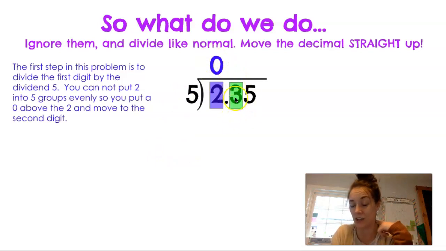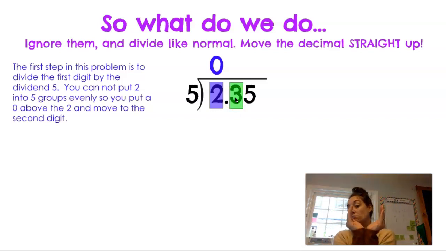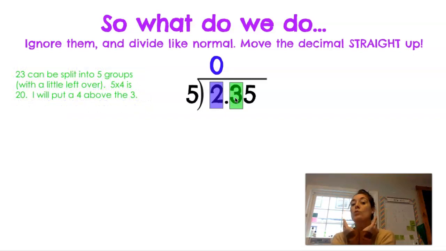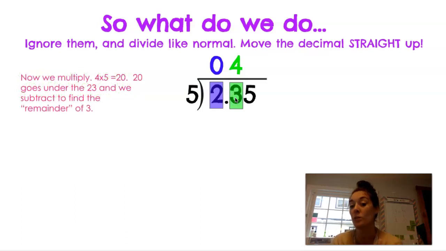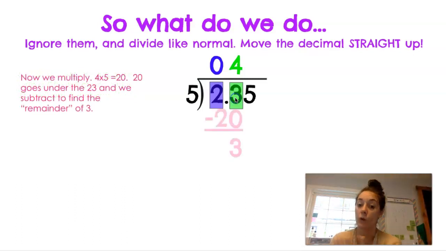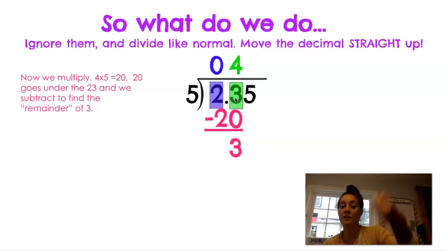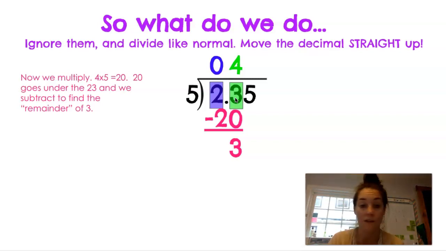Now I'm going to ignore that decimal for a second and think of this number like 23. Okay, so 23 can be split into 5 groups with some left over. 5 times 4 is 20. So I'm going to put a 4 over the 3, because I could put it into 4 groups, and then I'm going to have something left over. The way to figure out what I'm going to have left over is we multiply that 4 times 5 and get 20. So the 20 goes underneath the 23. And then I subtract and I get that remainder of 3, or I have 3 left over after I've taken 23 and split it up into 5 groups as easily as I can.